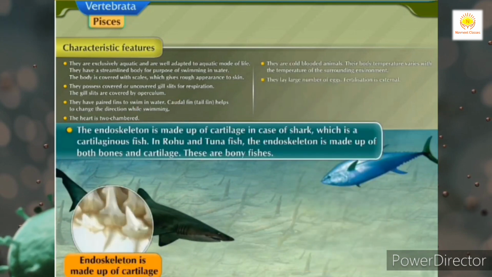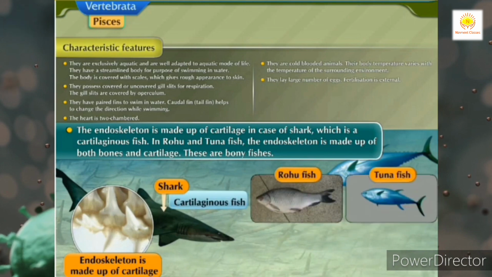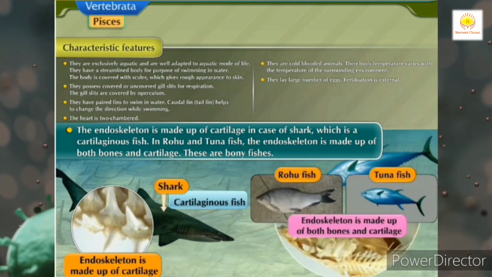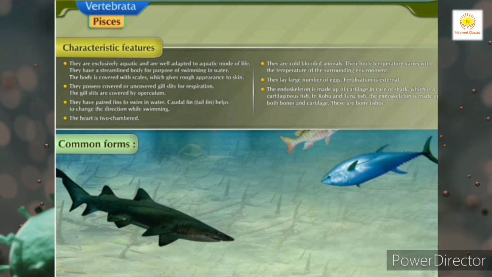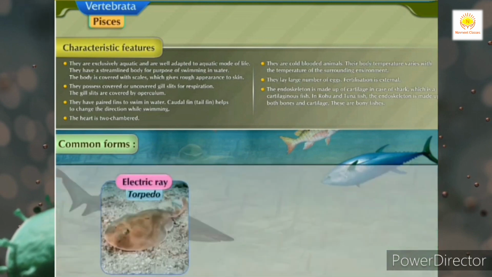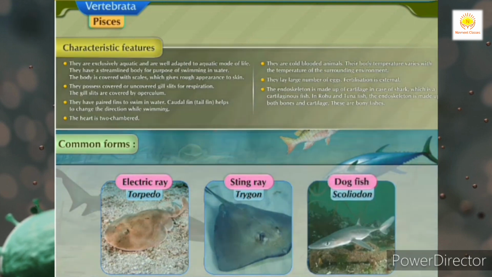The endoskeleton is made up of cartilage in case of shark, which is a cartilaginous fish. In rohu and tuna fish, the endoskeleton is made up of both bones and cartilage. These are bony fishes. The common examples of this class are electric ray, stingray, and dogfish.